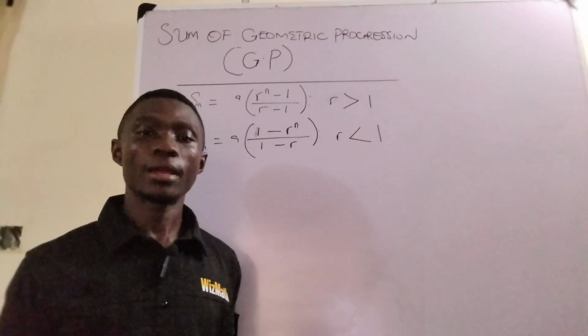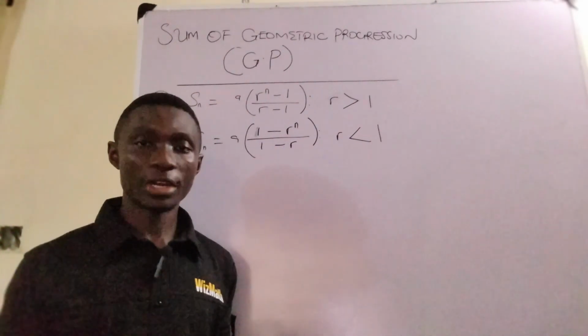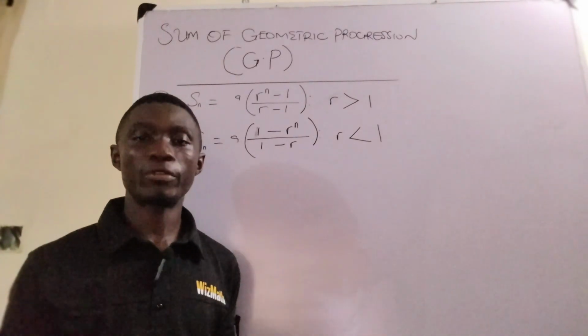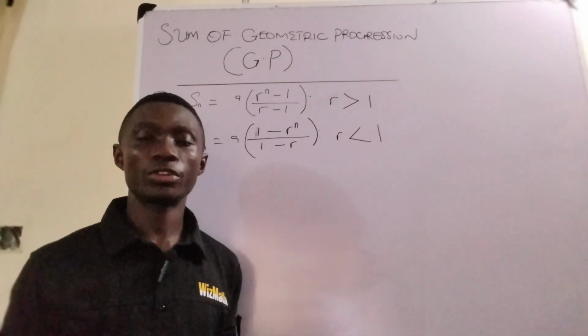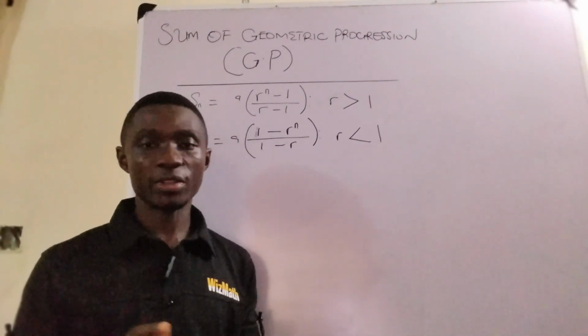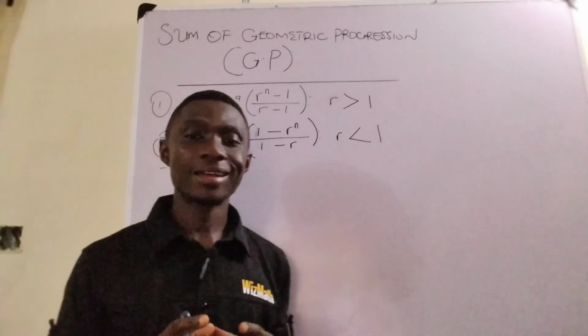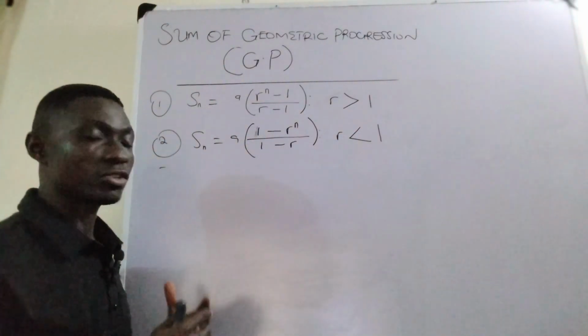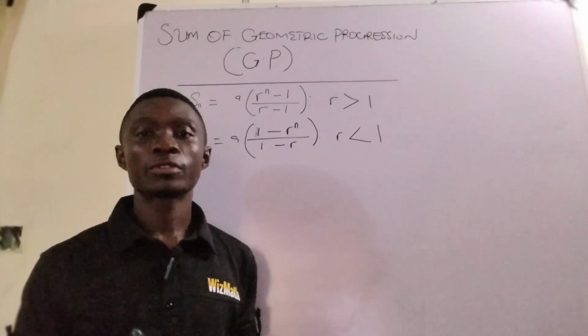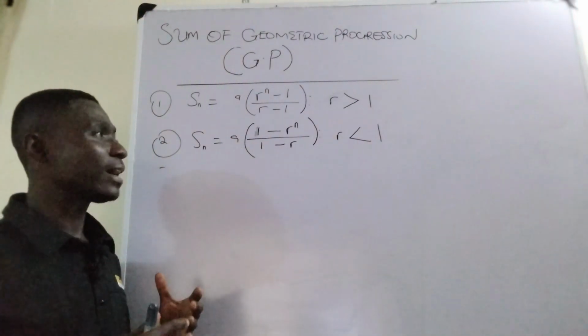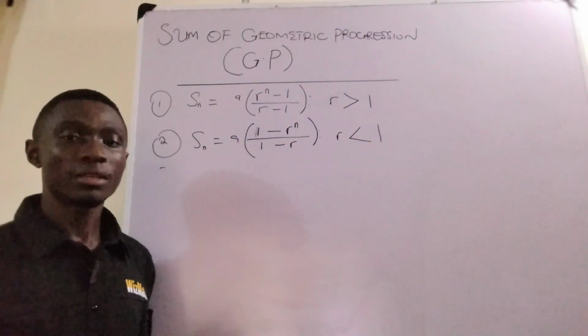Today, having completed looking at how to find the nth term of a GP, that's geometric progression, we want to move a little further, and that's in considering how to find the sum of a GP. Of course, we have two formulas on the board, and they are used in two different instances.